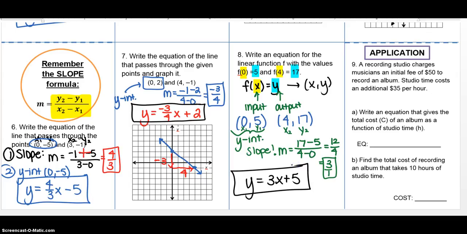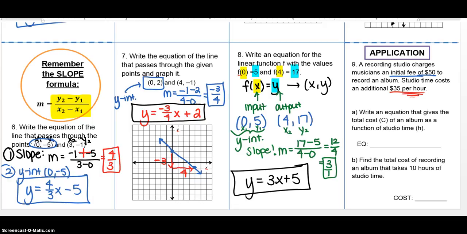The very last problem here is an application problem, which just is a fancy way of saying a word problem. So let's read through it. A recording studio charges musicians an initial fee of $50 to record an album. Studio time costs an additional $35 per hour. So we have these keywords here. Initial fee of 50, and then we have 35 per hour.